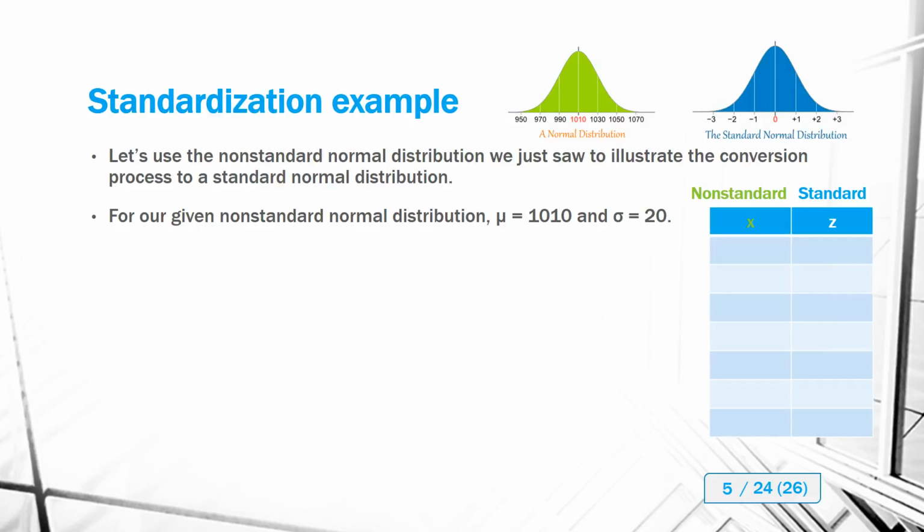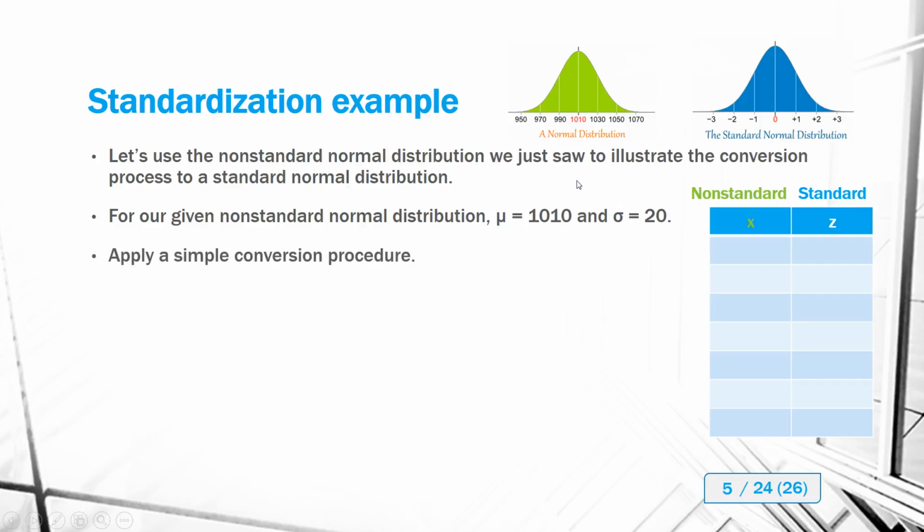So here's an example to illustrate how this conversion works. Let's use the standard and non-standard normal distributions that we were just looking at to illustrate. So for a given non-standard normal distribution, notice we have a mean value of 1010, and each one of these values that you see to the side represents a single standard deviation. So the standard deviation will be 20.